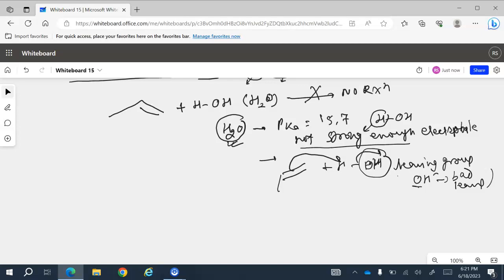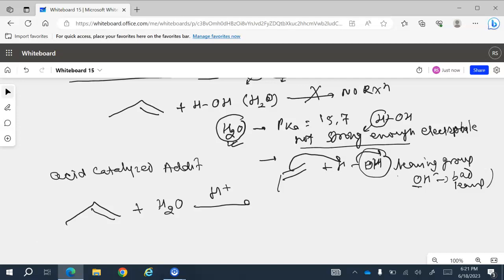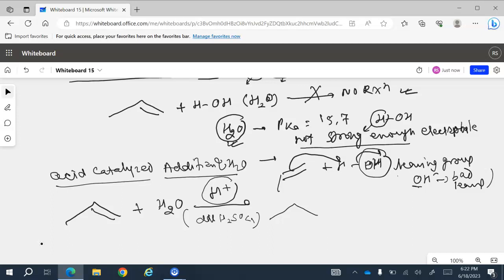However, if we need to add water across the double bond, we can do this by adding a little bit of acid catalyst. That is why this reaction is called acid catalyzed addition of water. In absence of the acid catalyst, the reaction does not occur. But if we use acid catalyst, normally dilute sulfuric acid, then the addition reaction takes place. And addition will follow the Markovnikov rule.